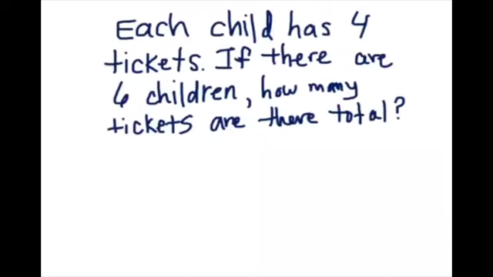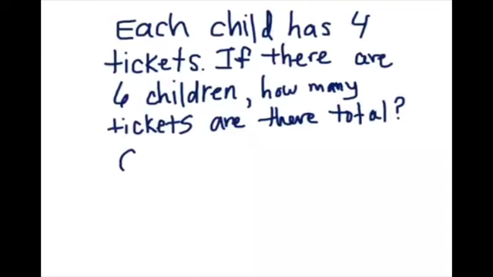Alright, so this problem, I am going to read it first, and then I'm going to decide what would be the best thing for me to do. Each child has 4 tickets. If there are 6 children, how many tickets are there total? Okay, so again, I think drawing a picture is going to be the best way to see this and to see it worked out. Each child has 4 tickets.